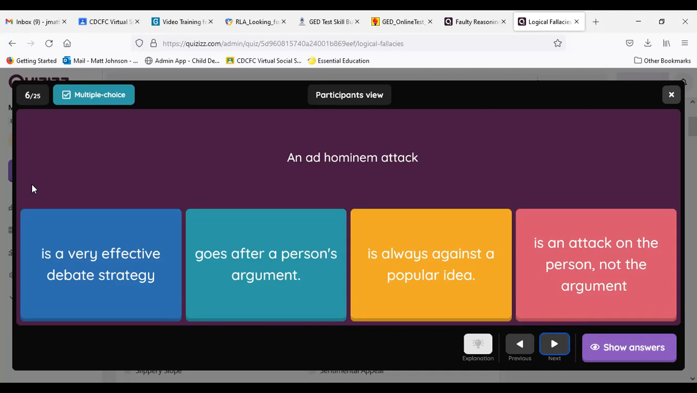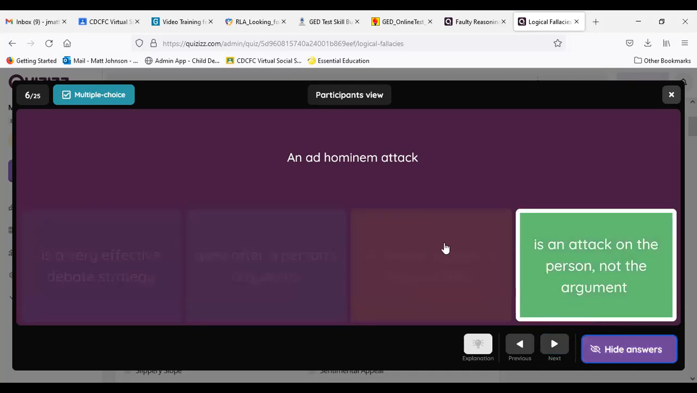Is it the last one? Yes, right. So it's an attack on the person, not the argument. Ad hominem is Latin for to the person. So you're directing your rebuttal towards the person that made it, not the quality of their argument or their evidence or their expertise, but the person. All right. So ad hominem attack is an attack on the person.